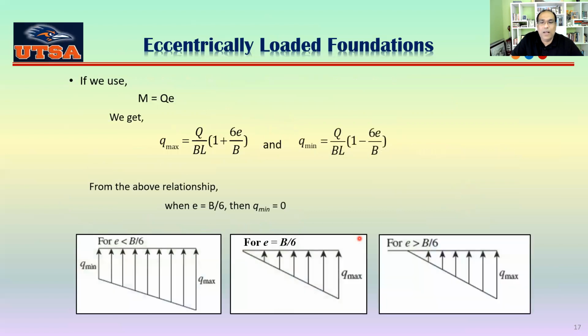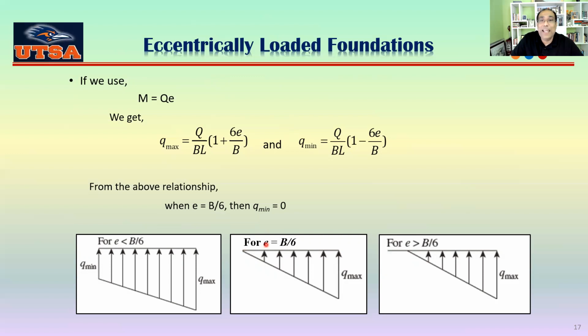Now, if you see here what would be your maximum and minimum value, when you plug in M equal to QE, you get that one here, okay? Now you can see when your Q minimum would be 0, then if you solve that equation Q min equal to 0, you will find out that your E is basically equal to B by 6. Okay, so when E equal to B by 6, then basically one side you will get 0 reaction.